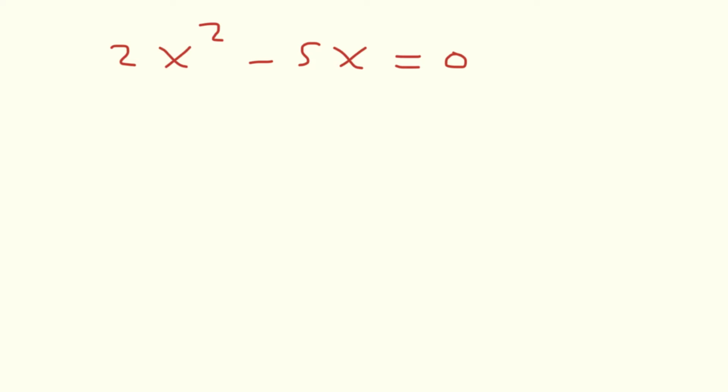The second method for solving the quadratic equation is to use the quadratic formula. And the quadratic formula depends on three parameters, a, b, and c. A is the coefficient of x squared. So a here is equal to 2. And b is the coefficient of x. The coefficient of x is minus 5. So b is equal to minus 5.